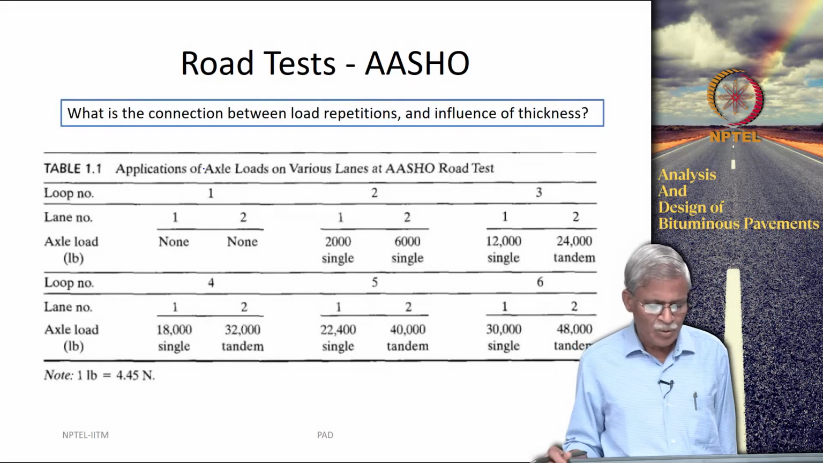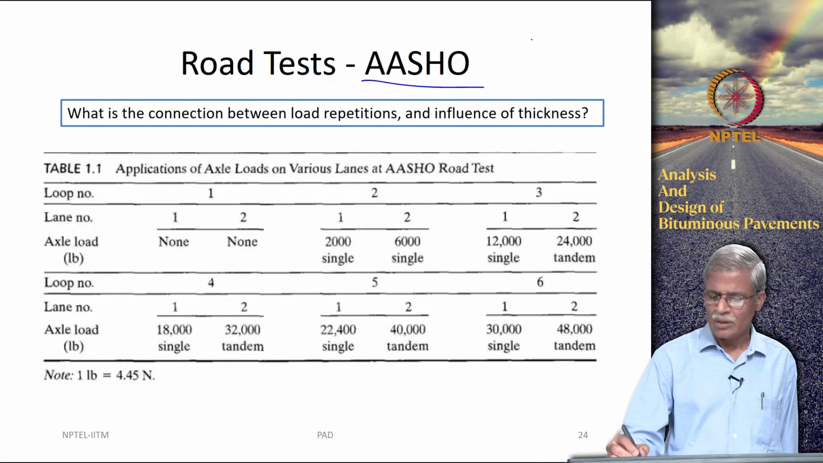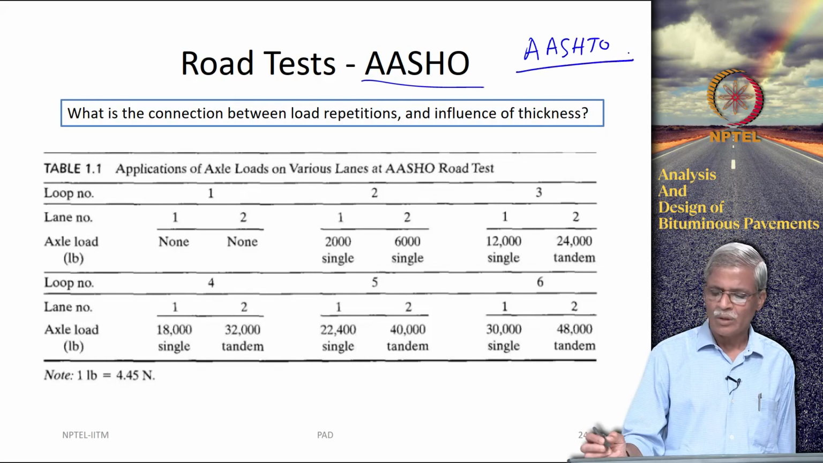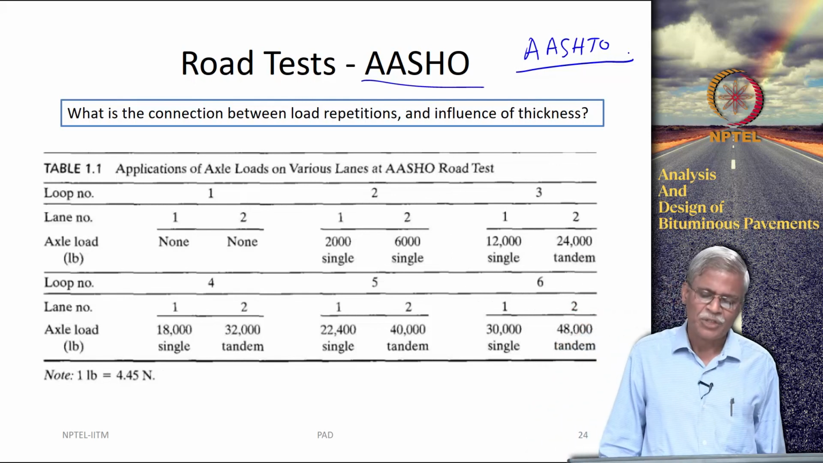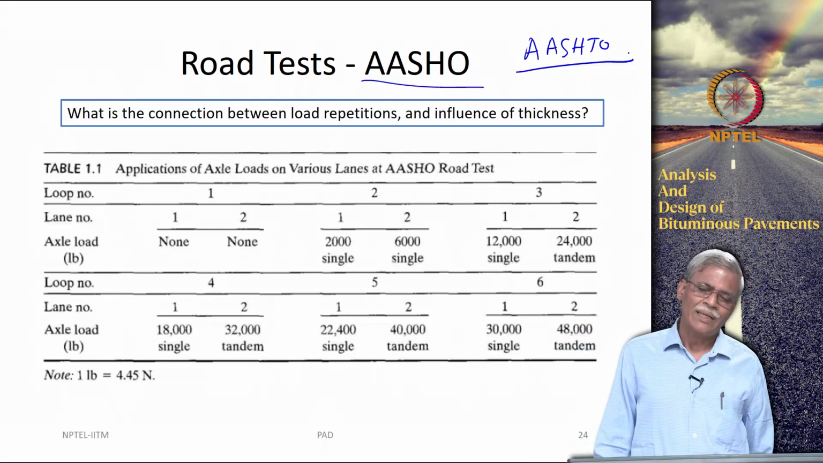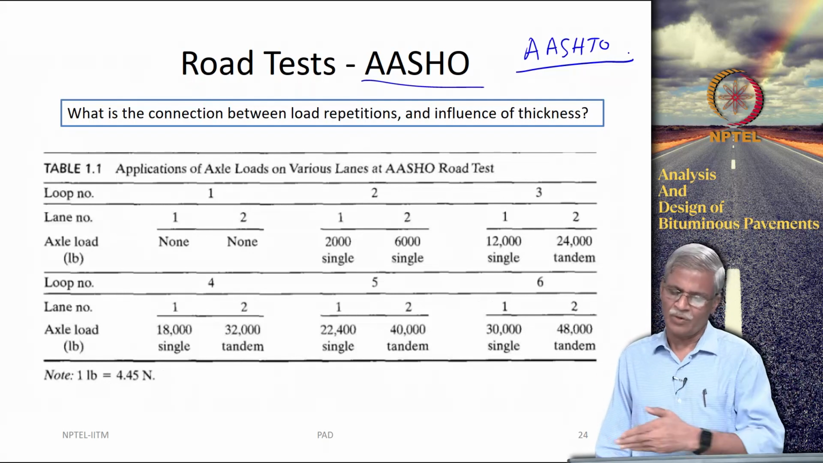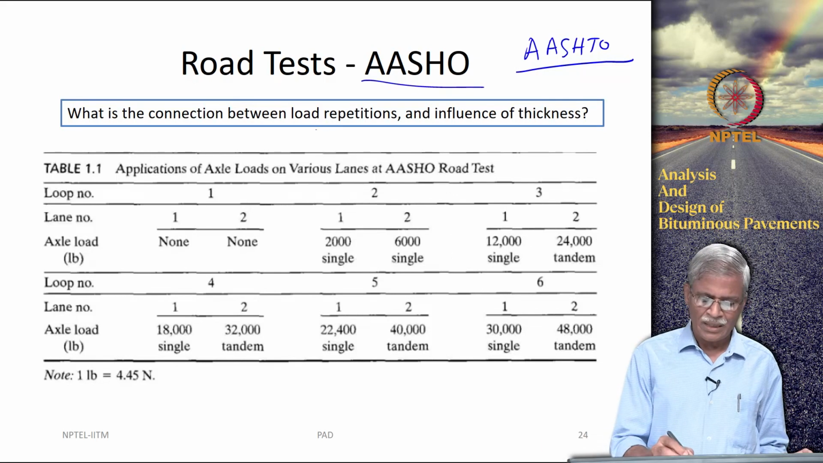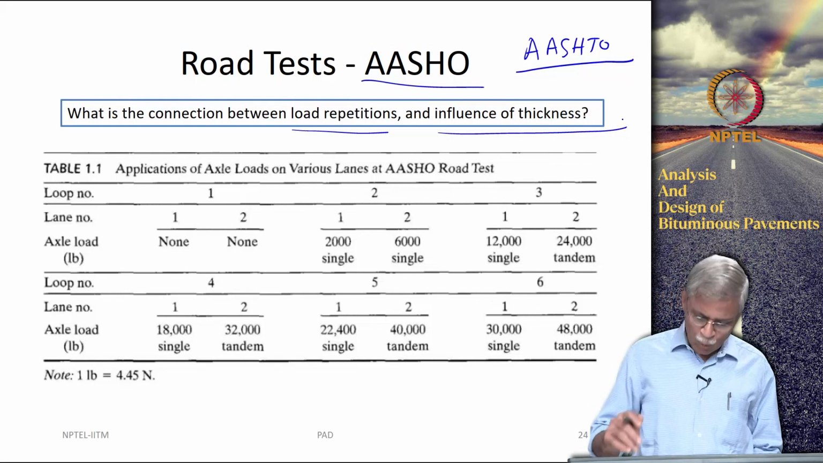Now let us come to the most important one, which right now is called AASHTO, but in those days it was called AASHO. So, American Association of State Highway Officials, the transport was added later. So, it is now the American Association of State Highway and Transportation Officials, AASHTO. The main emphasis was the connection between load repetition and the influence of thickness. So, different loops were constructed.